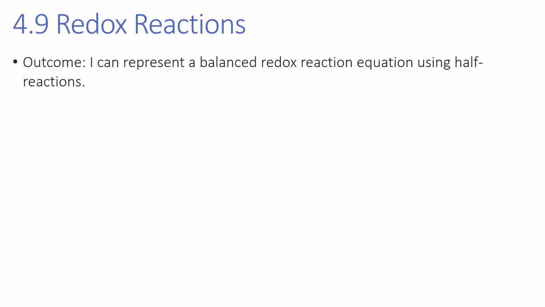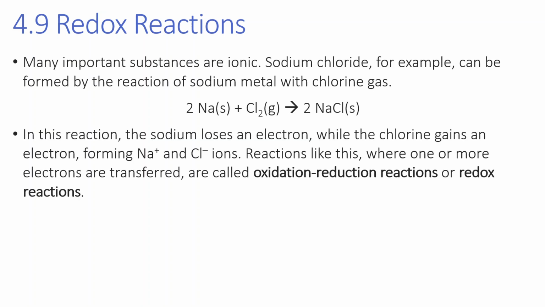So our outcome: we want to represent balanced redox reactions using half reactions. Redox reactions are a really important class of reactions. A good example would be the formation of sodium chloride from the reaction of sodium metal and chlorine gas. In this reaction, the sodium loses an electron while the chlorine atoms gain electrons. So this gives us Na+ and Cl- ions. Reactions like this, where one or more electrons are transferred, are called oxidation-reduction reactions, or redox reactions.